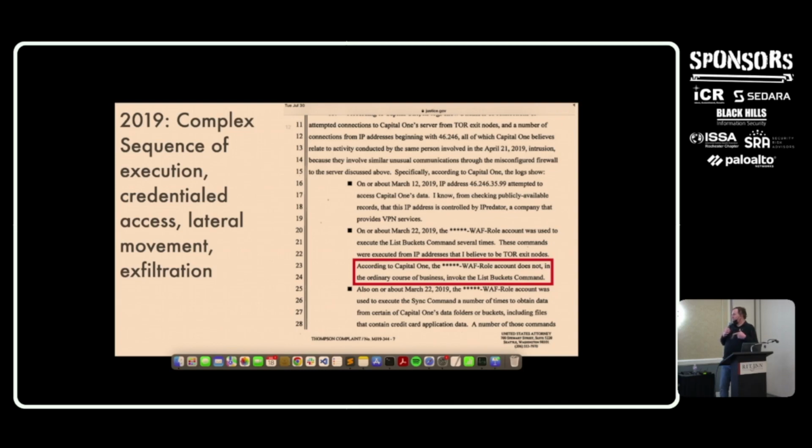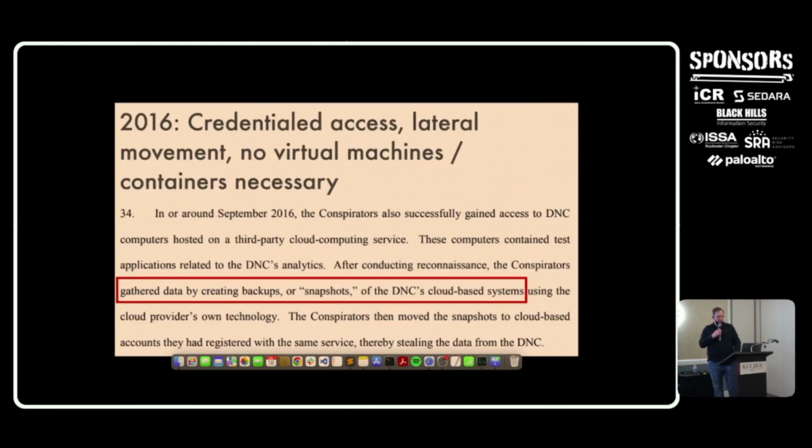They came back in from a VPN service and used those credentials to start doing bulk data exfil from the storage services. And then the first one is 2016. Anybody remember this? This is the first big case, first big public case. This one was interesting because, yeah, exactly. And this was interesting because there's no virtual machines, there's no virtual hosts of any kind involved here.